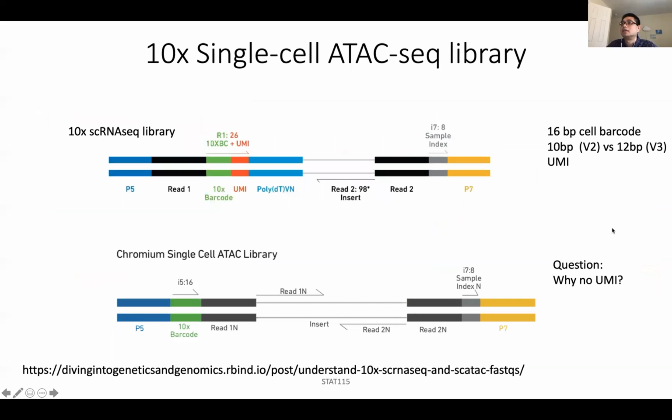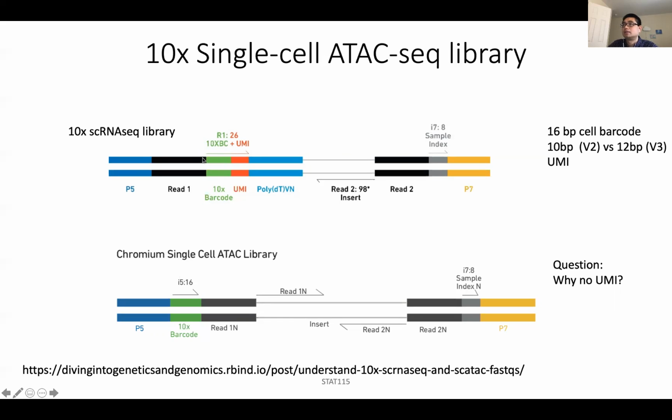Okay, so in the last two lectures, you have learned about single-cell RNA sequencing. And let's just compare these two different libraries. So this above is the 10x single-cell RNA-seq library. And here is the single-cell ATAC-seq library.